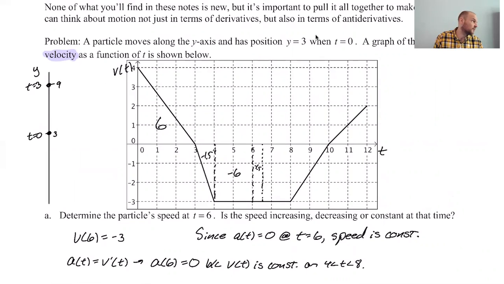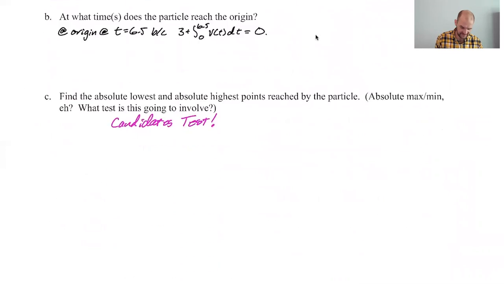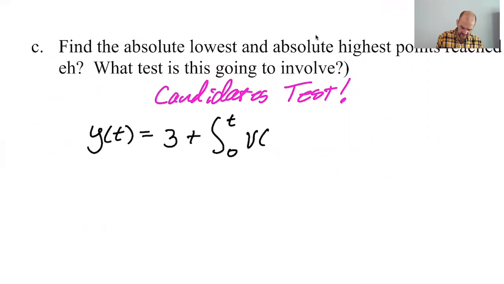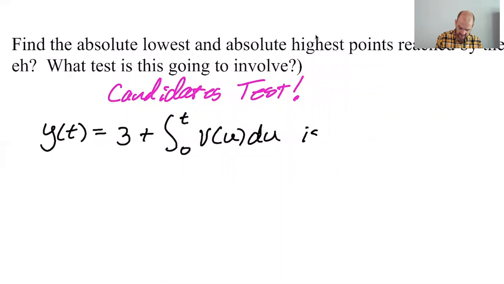So pretty confident that these notes come after the accumulation functions notes. I should probably have checked that before, but I'm going to just define a function and say y of t is where we start, which is at y equals 3, plus the integral from 0 to t of v of u du. I need a dummy variable. I'm going to use u, I guess. Could have used x. That would have been totally fine. Just can't really use t there because it should be a dummy variable. This is my function, and I'm going to say this is continuous.